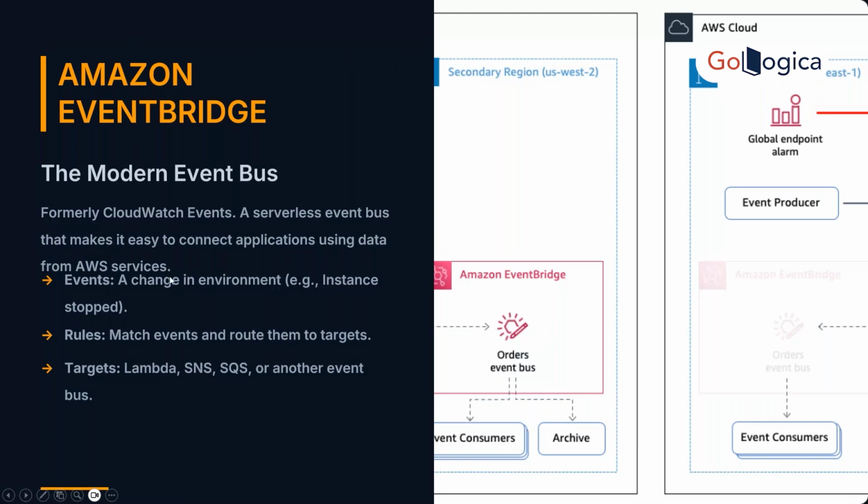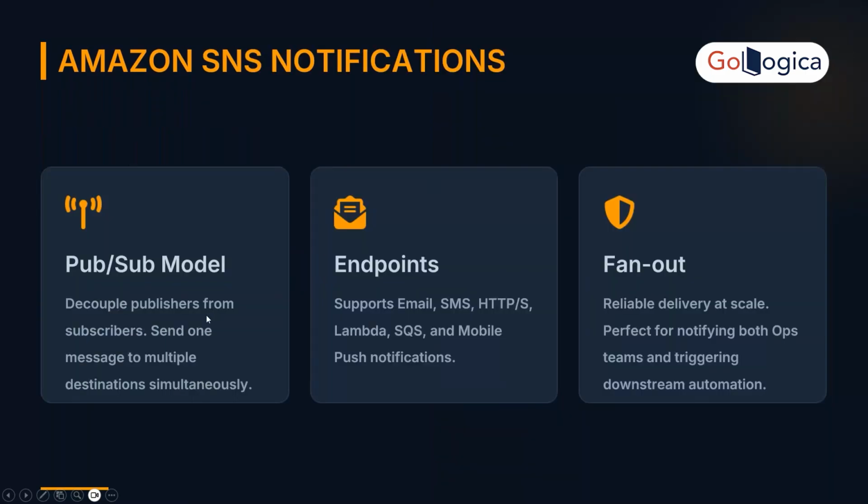That means the publisher is EventBridge, or the event bus. It is the publisher, and whoever receives the notification, the email or SMS, are the subscribers of that SNS service. So it follows a pub/sub model. SNS decouples the publishers from subscribers and sends one message to multiple destinations simultaneously.